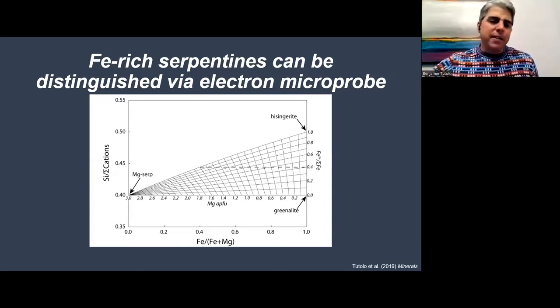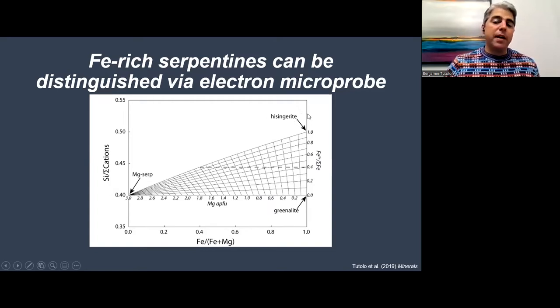What I've plotted here is the silicon over total cations, atoms, versus the ratio of iron over iron plus magnesium. Magnesium serpentine, like lizardite, plots down here in the lower left-hand corner. Iron 2 plus serpentine, or reduced iron serpentine, the mineral greenalite, plots over here, and then hisingerite plots up here. And so what we see is this ratio of oxidized over total iron. As we follow these pathways, we end up with more and more hisingerite.